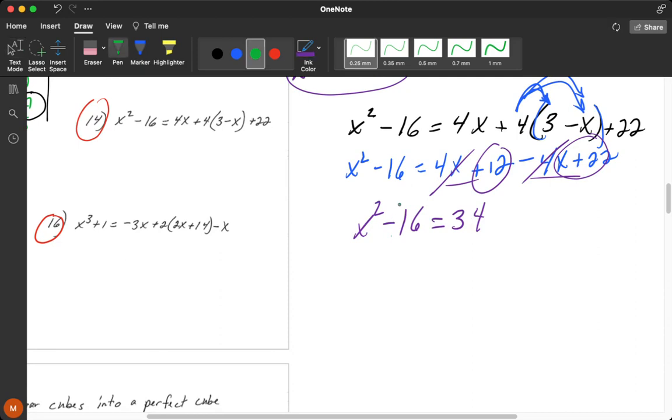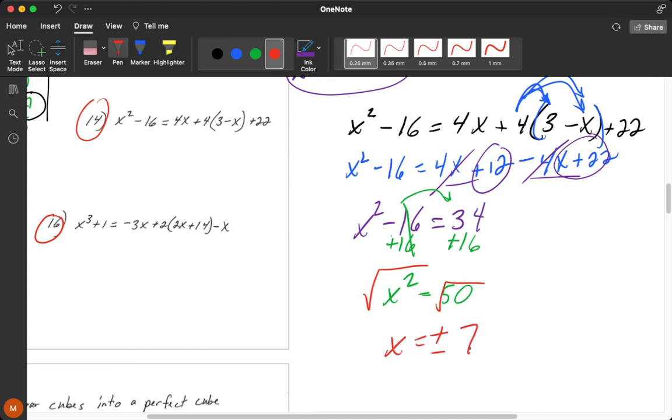All right, so I need to then move this to the other side, because there's no linear term, there's no x, it's just x squared. So we're going to add 16 to both sides. So x squared is equal to 50. Then, since my power is 2, I need to take the square root. And when we take the square root of 50, x is equal to plus or minus 7.1. And that would be your final answer.